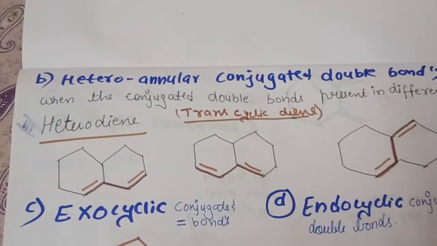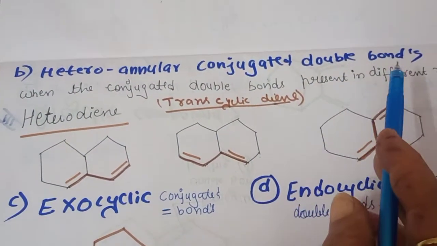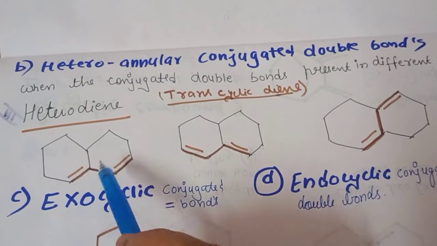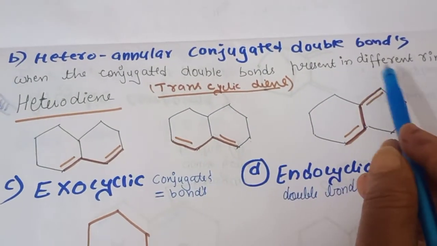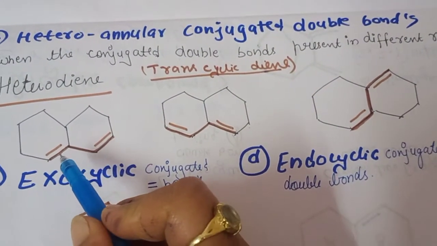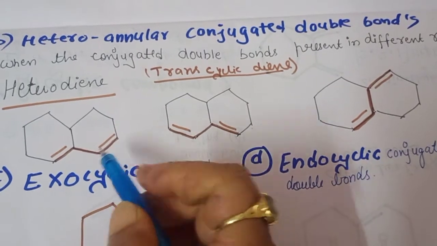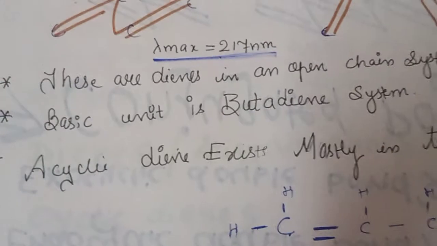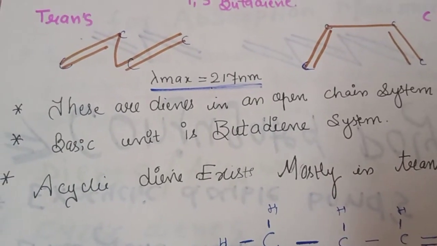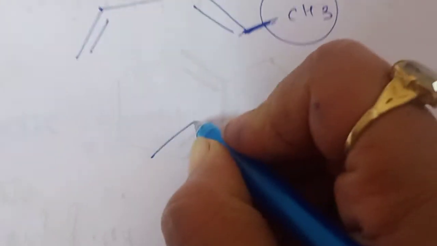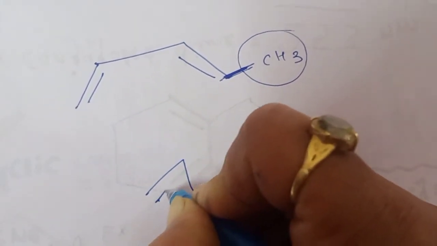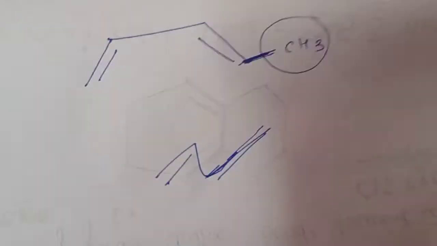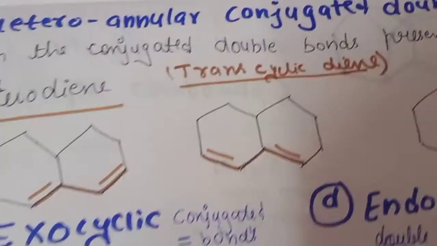Then next is heteroannular conjugated double bonds. It's simple: they are present in two different rings. When the conjugated double bonds are present in different rings, here also you can visualize it as a form of butadiene, but it is the trans form. As I draw the trans form here, you can see the trans form of 1,3-butadiene can be written like this. So in every ring, if such a structure can be seen, this is the trans form of butadiene only. In every ring you have to visualize that.